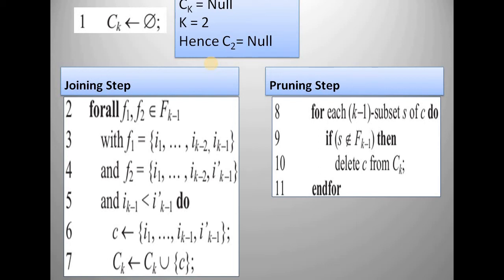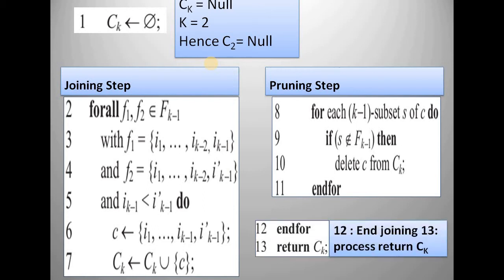So these are the joining steps and these are the pruning steps, and lines 12 to 13 show the end of the joining process and the returning of the value of Ck. So this is the whole structure of the algorithm. The candidate generation algorithm first initializes Ck to null, then does the joining process, then the pruning process, and then ends the joining process and passes the Ck value.